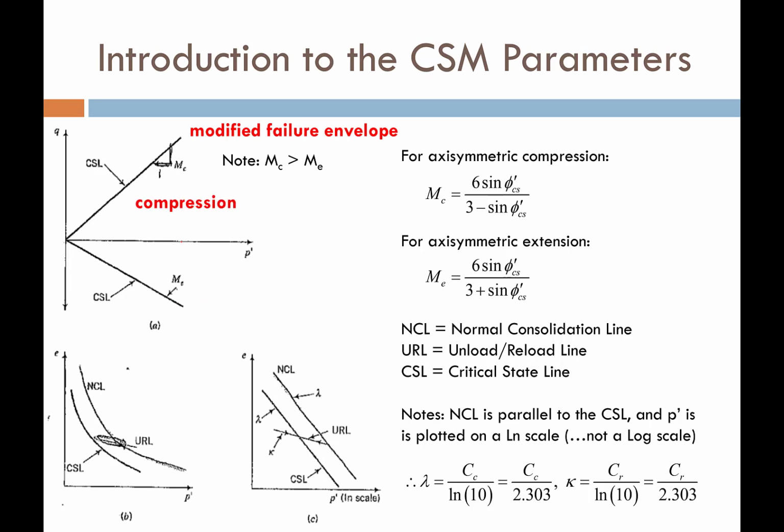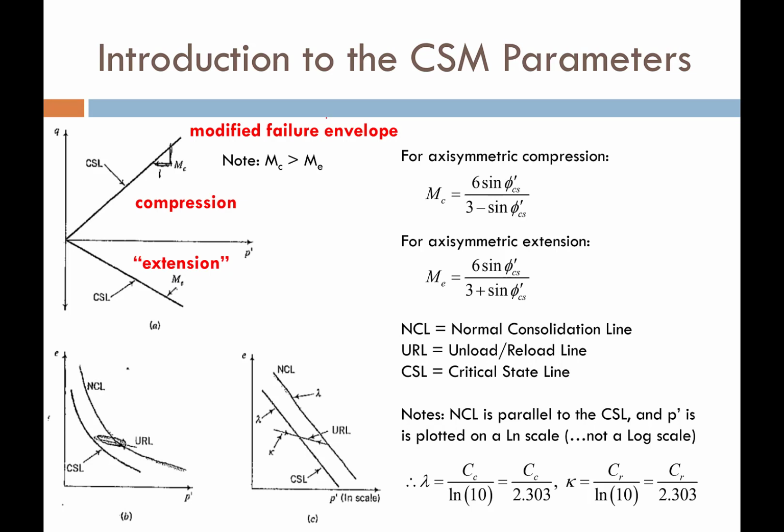And if we're above the p-axis, so if we're in this range right in here, the soil is being sheared in compression. And if we're in this range down here, the soil is being sheared in extension. And note, by the way, that the slope of the failure envelope in compression is steeper than the slope of the failure envelope in extension. That's one of the nice things that the critical state framework allows us to consider.